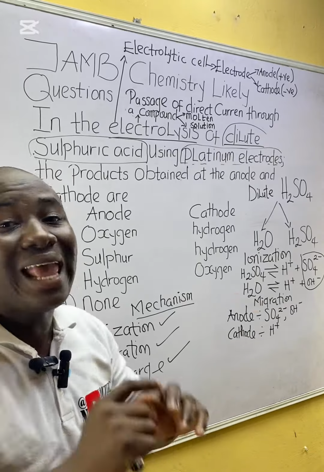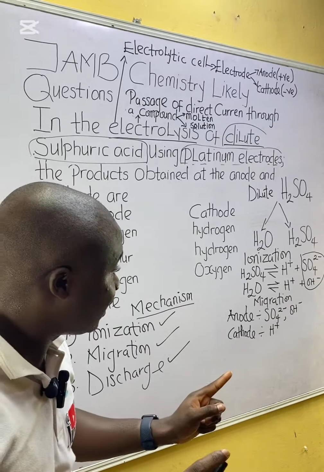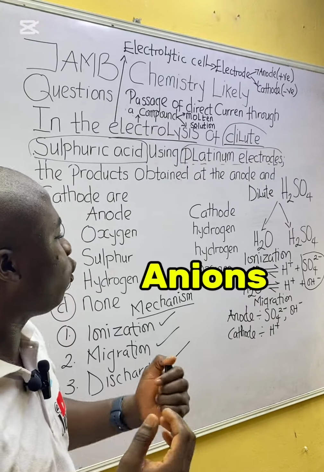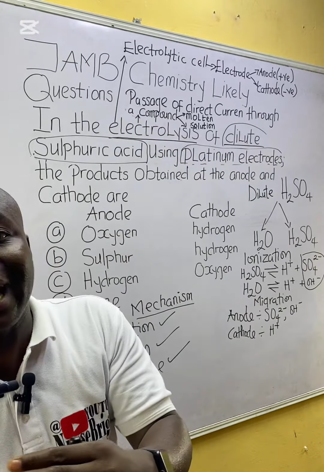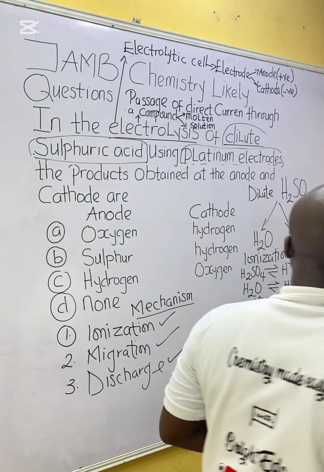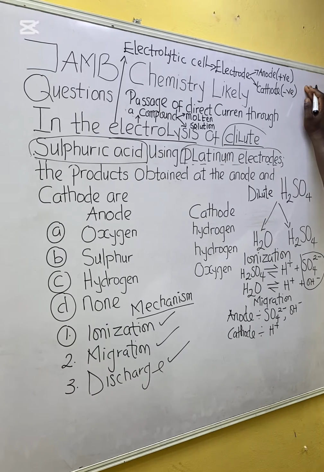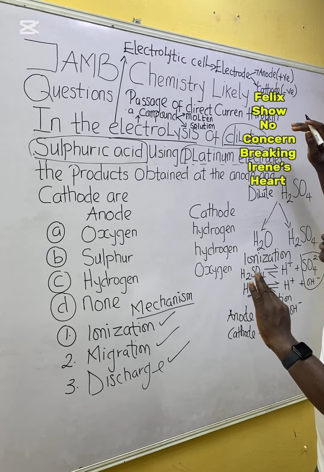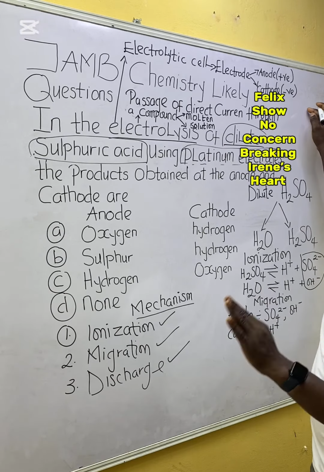They are ions, specifically negatively charged, so they are anions. So we have to know all of these anions and know the ones that will be discharged. I'll be using the position of these anions in what we call the electrochemical series. Are you following me? Now, there is an acronym, I'm going to put it here on the screen, that says, Felice shows no concern breaking Irene's heart.